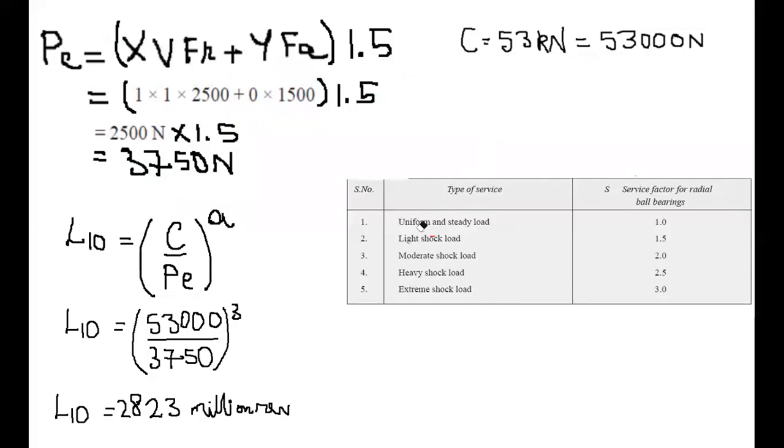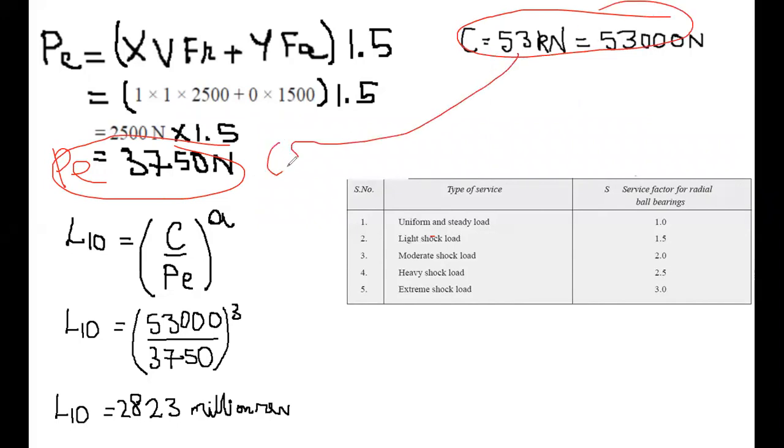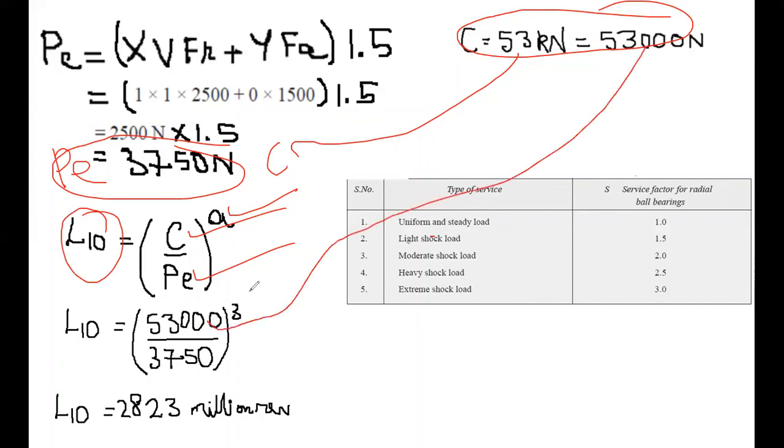3750 Newton. Now we have equivalent load. They have given us dynamic load carrying capacity in the numerical. So if we have P, if we have C, if we have A, since it is a ball bearing numerical, we can easily find out L10. Once we put this value of C as 53,000, and PE as 3750 Newton raised to 3, you will get the answer as 2823 million revolutions. Very easy numerical.